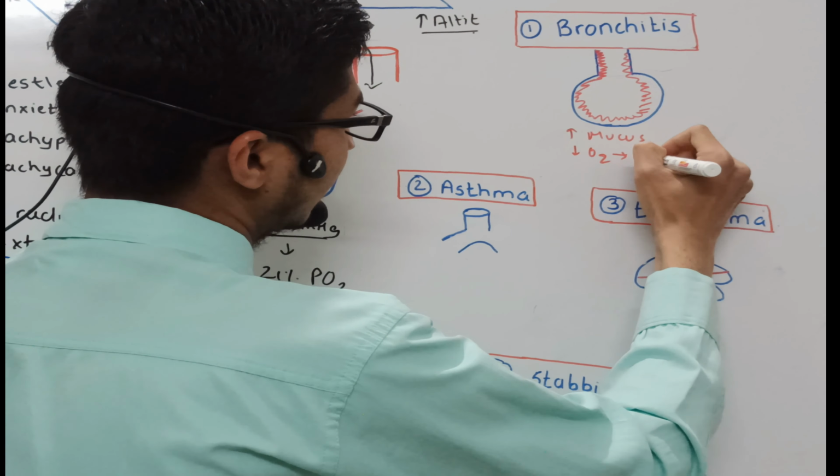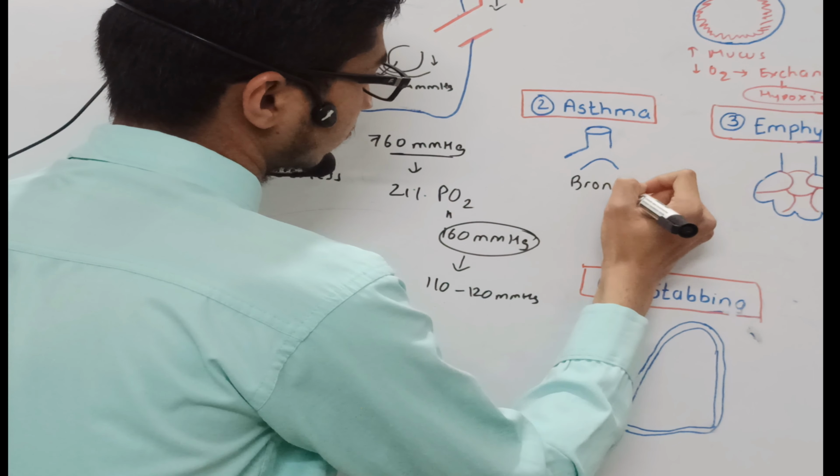Second example, which is an important example, is asthma. What happens in asthma? In asthma there occurs inflammation, and due to the inflammation there occurs bronchoconstriction.